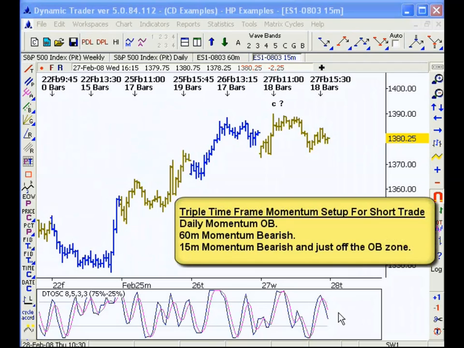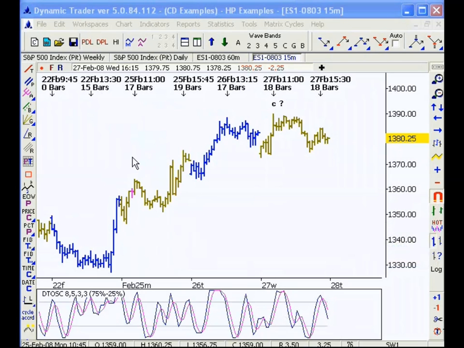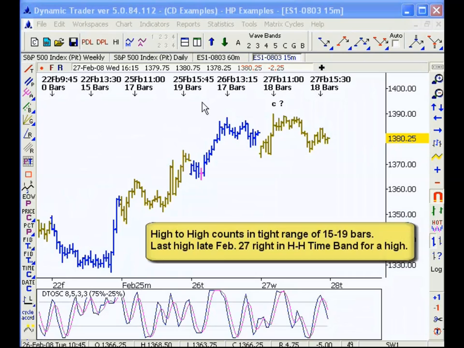We'd only not consider the short trade if the 15-minute momentum was already oversold, because then the downside should be very limited. I've marked off the recent obvious highs on this data. Look at how tight these are: 15 bars, 15-minute bars, 17 bars, 19, 17, 18, and as of the last little swing high near the end of the day on the 27th, it was 18 bars.